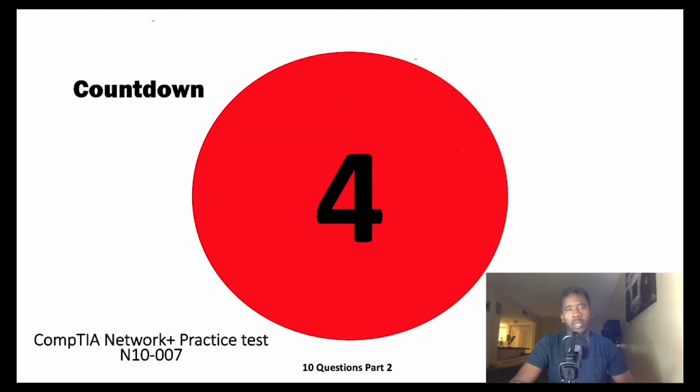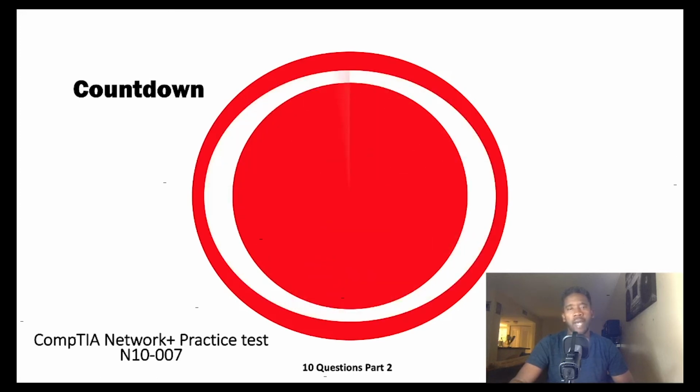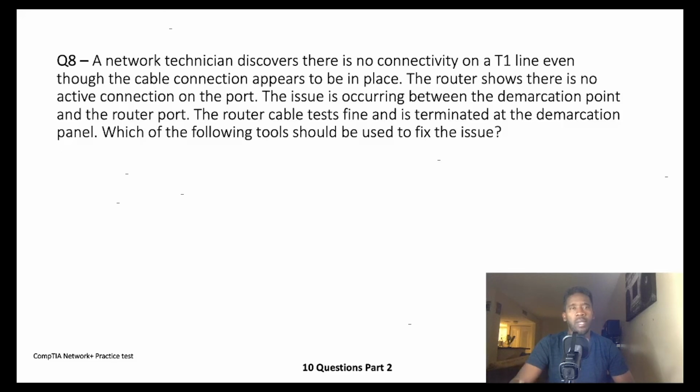A, 67, B, 68, C, 161, D, 636, E, 1720, F, 5660, G, 5661. I wanted to see what those three answers are. Remember, they talk about voice over IP. All right, the answers are A, 1720, F, 5660, and G, 5661.